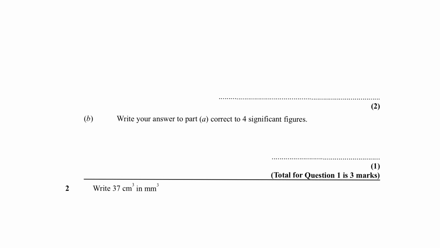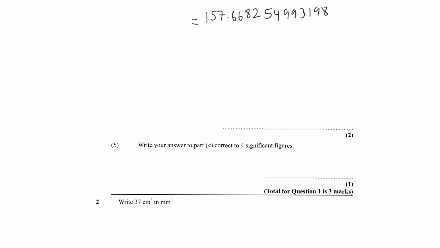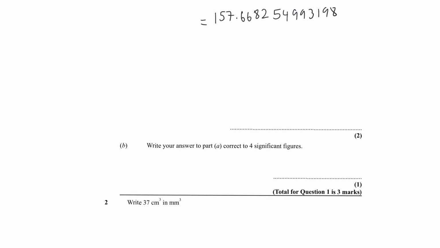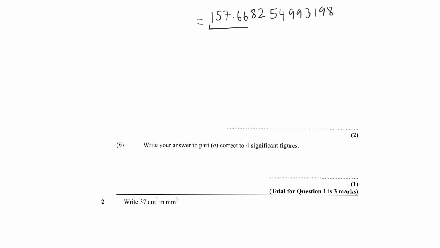Okay, and then on to part B, it says write your answer to part A correct to four significant figures. So remember, the difference between decimal places and significant figures is that significant figures includes all the numbers. So in terms of four significant figures, let's focus on the first five numbers, including the ones after the decimal place. I've got 157.66. So if I wanted to write that to four significant figures, I would round that to 157.7. And then I wouldn't need to put a zero on the end, because if I put a zero on the end, then that is to five significant figures. So that would be my final answer.